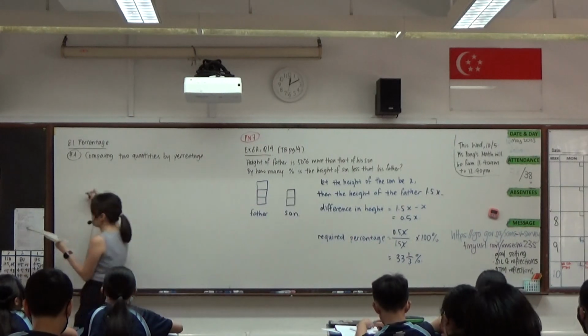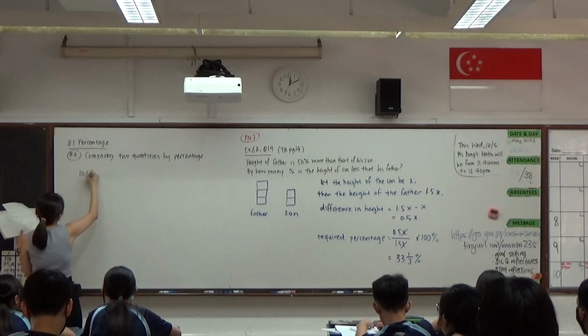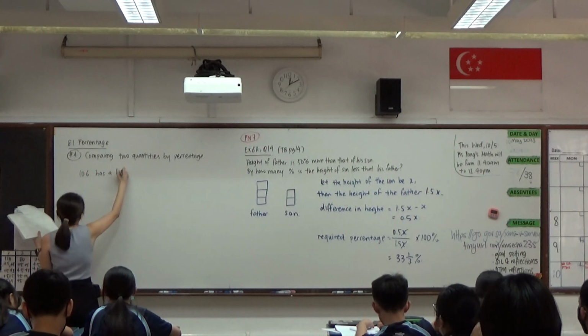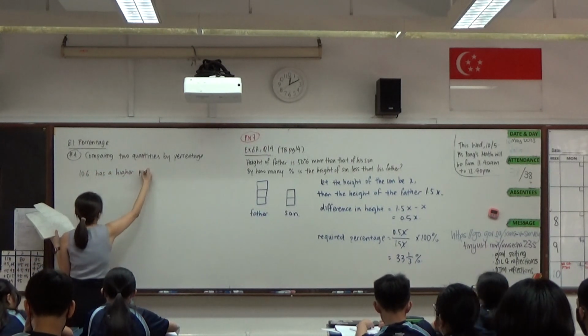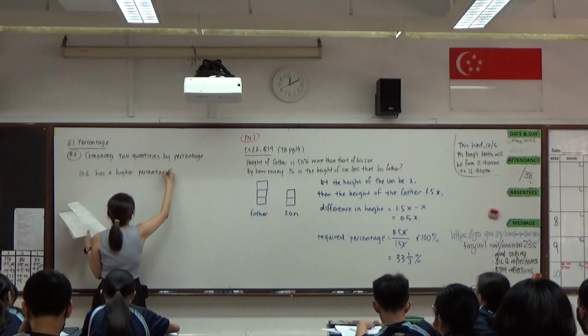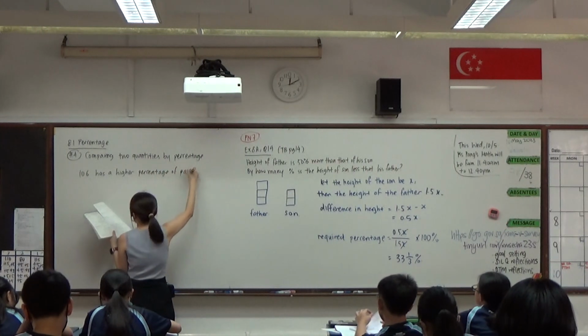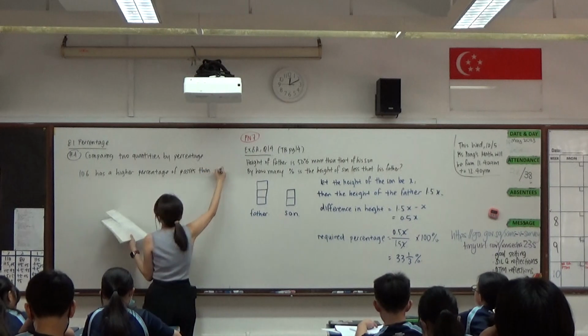Okay, so let's say 106 has a higher percentage of passes than 105.